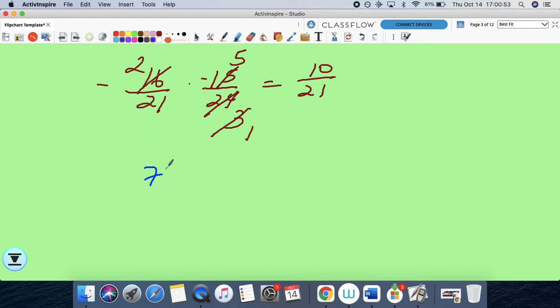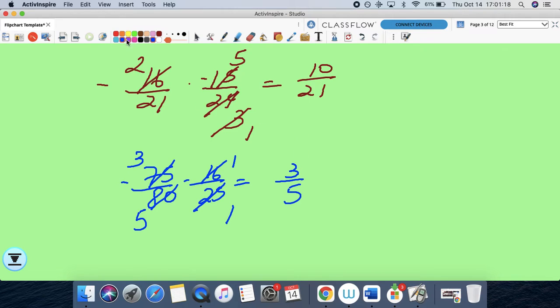Negative 16 over 25 times negative 75 over 80. Both negatives again, so my answer is going to be positive. Right. So again, what can we pick here? We can do 16 and 80. 16 divided by 16 is 1. 80 divided by 16 is 5. We can do 25 and 75. 25 divided by 25 is 1. 75 divided by 25 is 3. Final answer, 3 over 5, positive.